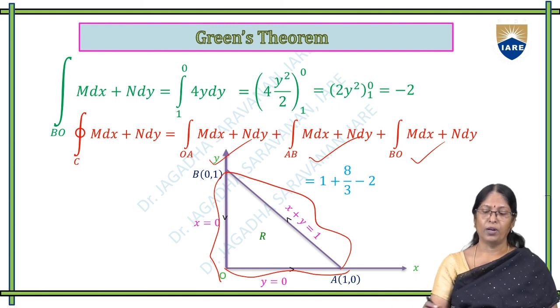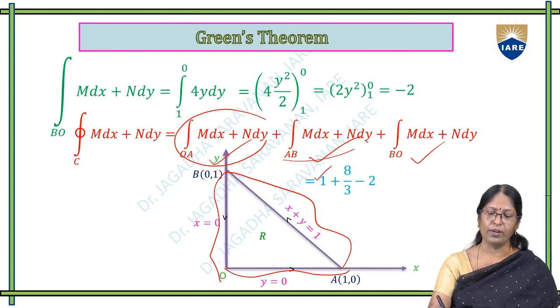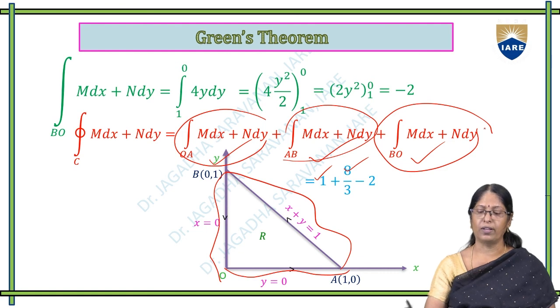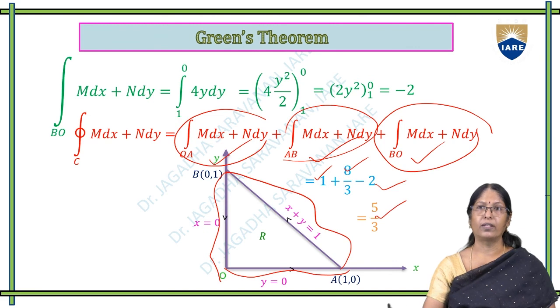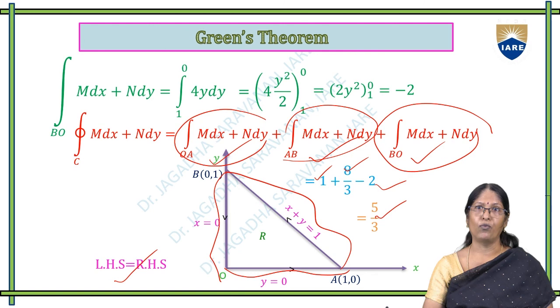That is, here we can see it. The first, OA, we obtained the result 1. The second direction, AB, we obtained the result 8 by 3. The third one, we obtained the result minus 2. So taking the LCM, the final result of the left hand side is 5 by 3. So now, actually, the Green's theorem formula, we proved it. The left side, the value is 5 by 3.